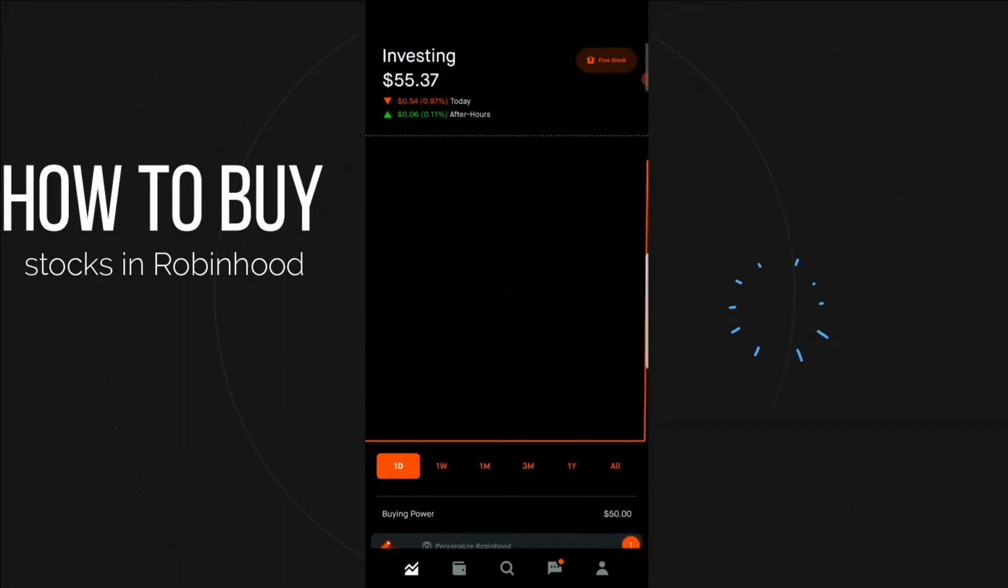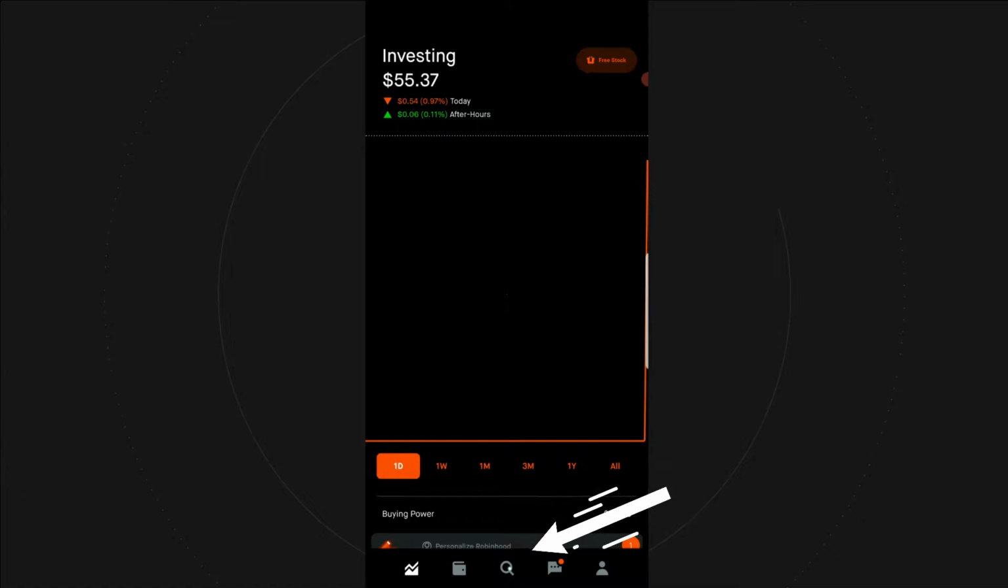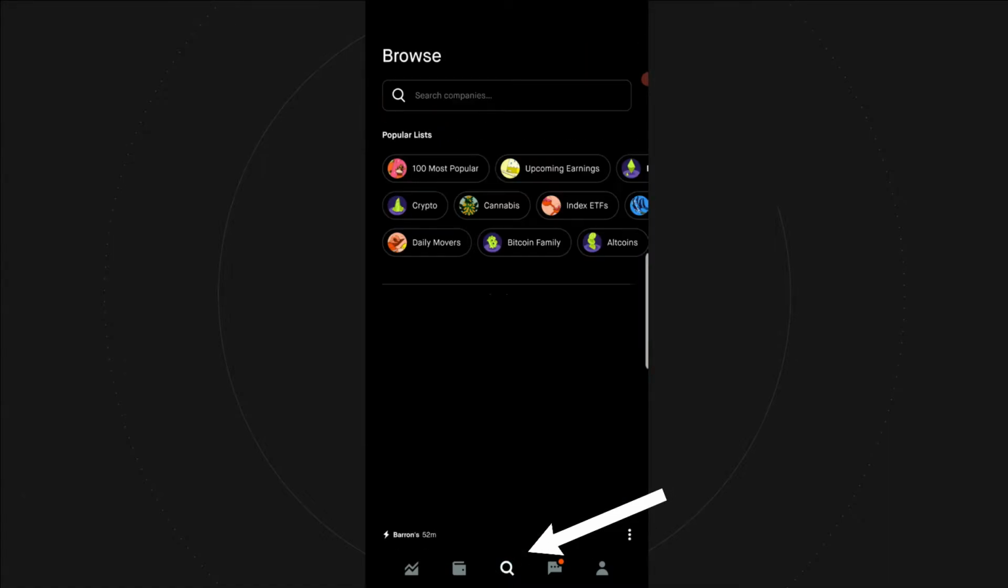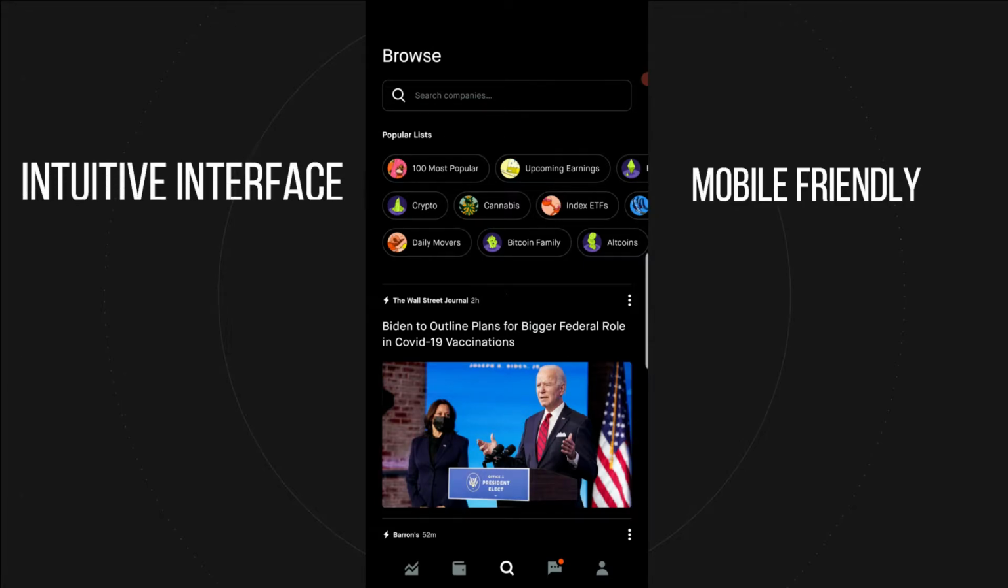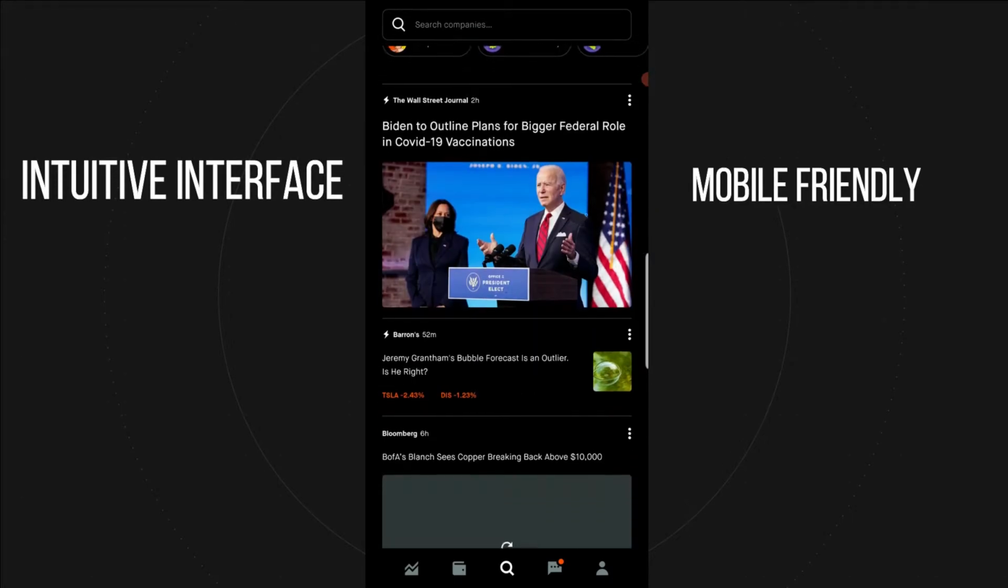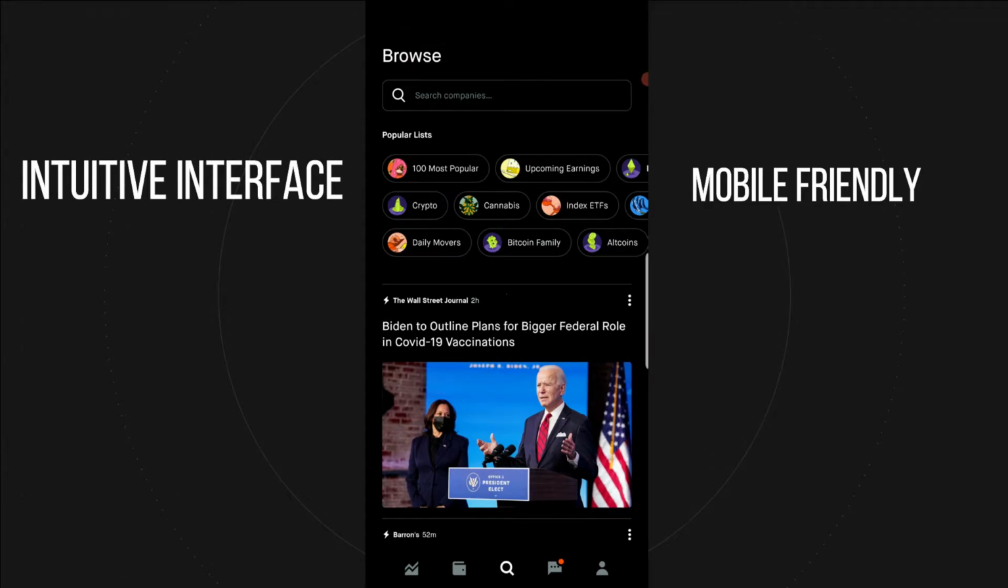Starting off with how to buy a stock in Robinhood. First off, you're going to go down here to this little magnifying glass. I don't know if my little pointer's showing up here. And as you can see, Robinhood is a very mobile-friendly, millennial-friendly app, and everything is set up the way you typically would see things in an app.